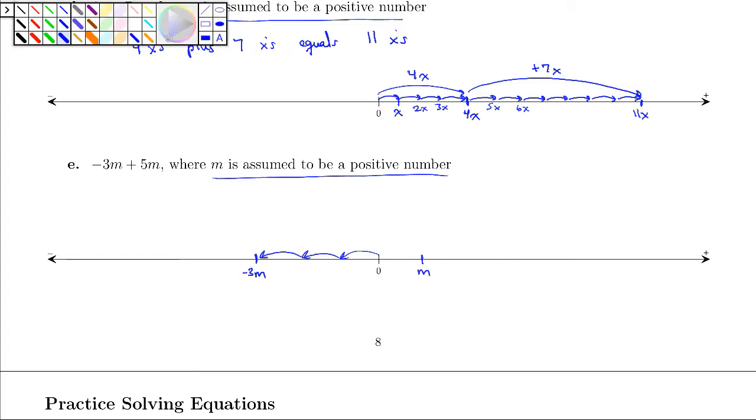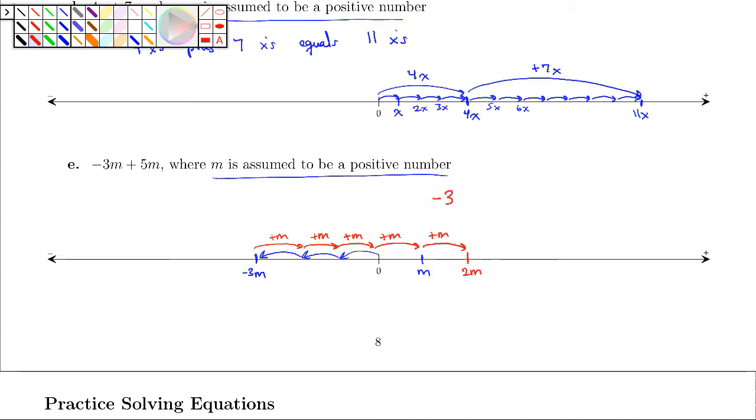Maybe I'll do this in a different color. And I'm going to add plus m 5 times: 1, 2, 3, 4, 5. And where does that land me? Well, it's 1 copy of m, 2 copies of m. So negative 3m plus 5m equals 2m.